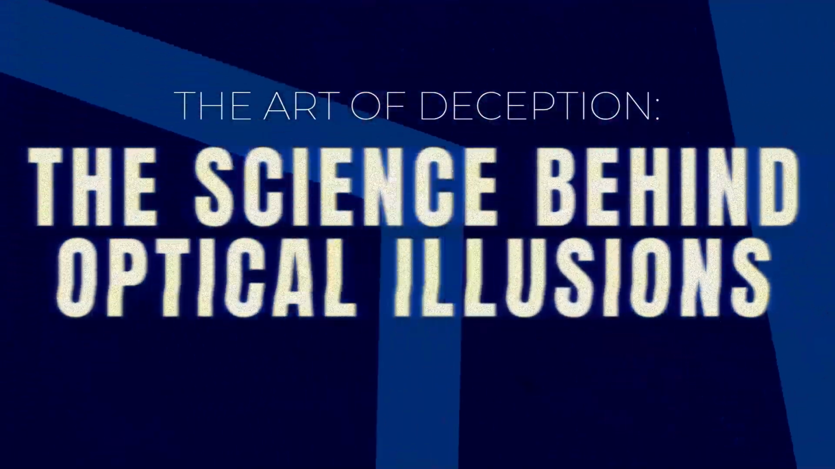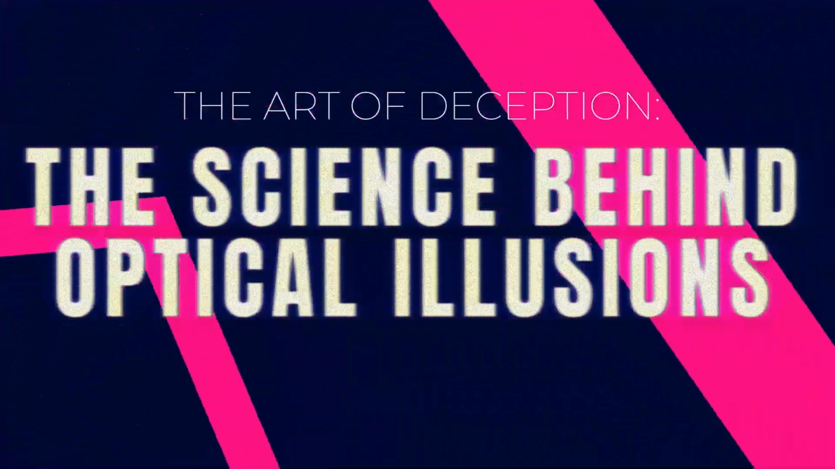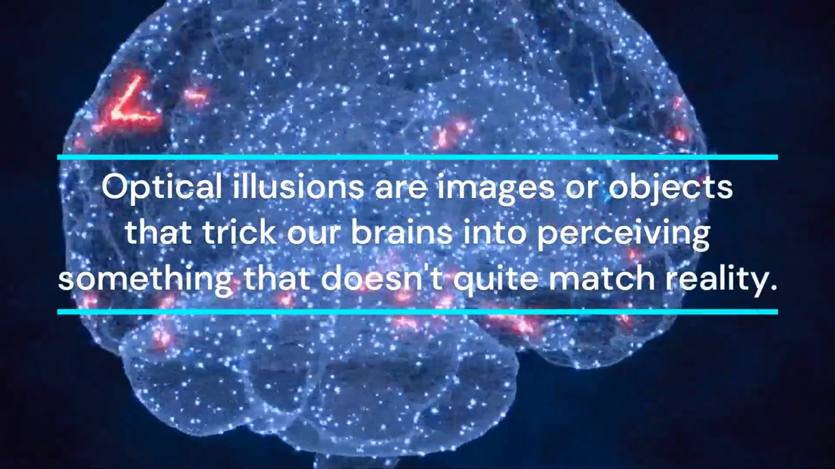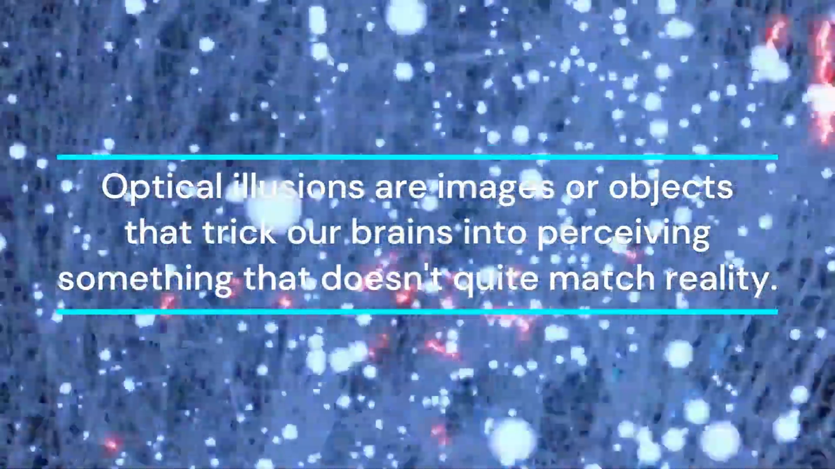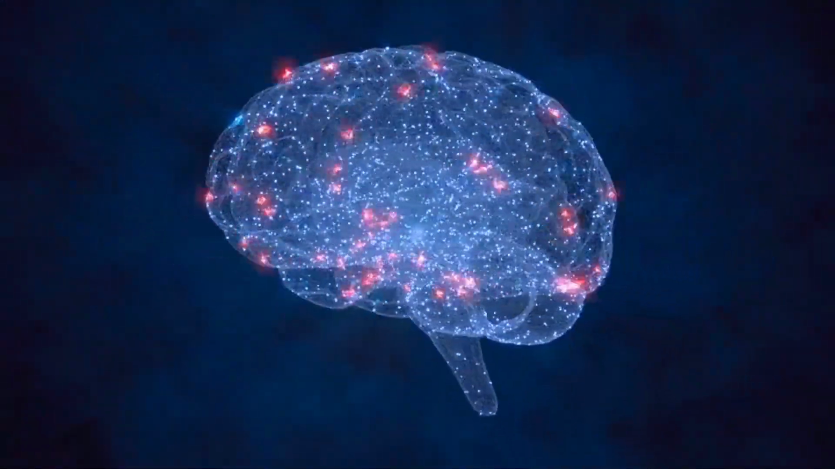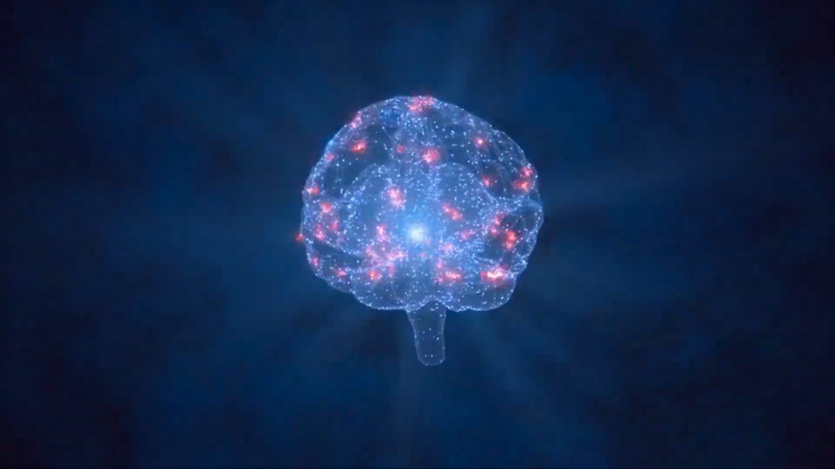The art of deception, the science behind optical illusions. Optical illusions are images or objects that trick our brains into perceiving something that doesn't quite match reality. When you look at an optical illusion, your brain processes the visual input in a way that doesn't match reality. It's all about how our neurons fire and connect.